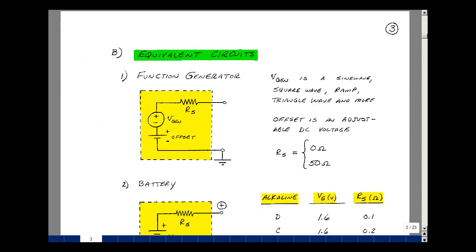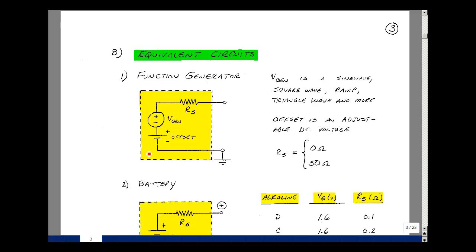In the last lab, we used a function generator, and it too has a Thevenin equivalent circuit, where we've got an AC term and a DC term. The AC term we saw we could generate sine waves, square waves, ramps, triangle waves, and many different types of wave shapes. There's also a DC level that we can adjust. We normally set it equal to 0, but you can have a level in there that's positive or negative.